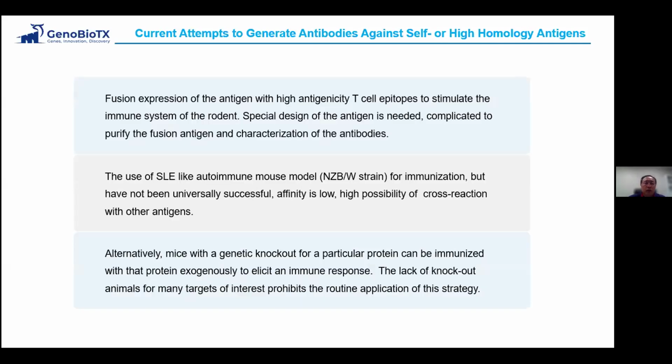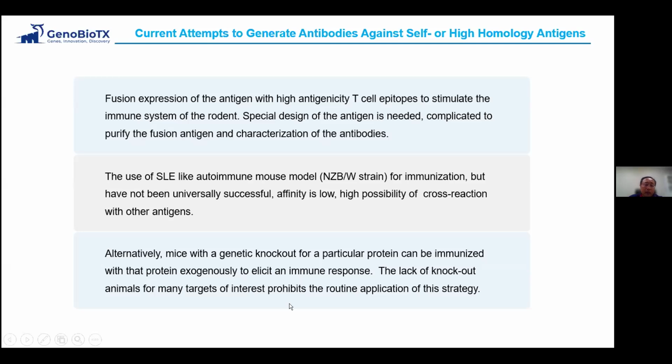Some methods have been used to overcome those hurdles. Firstly, fusion expression of the self or highly homologous antigens with highly antigenic T cell epitopes, so as to stimulate the immune system of the rodent. But for this method, you have to design the fusion protein very carefully, and the purification of the fusion protein is complicated. It is also complicated to characterize those antibodies after immunization.